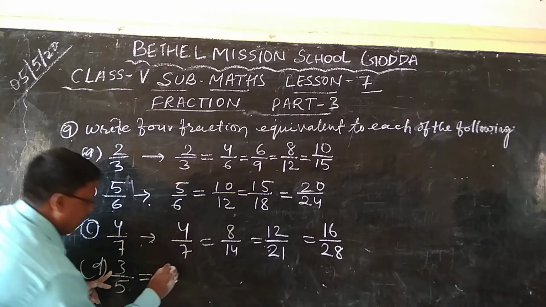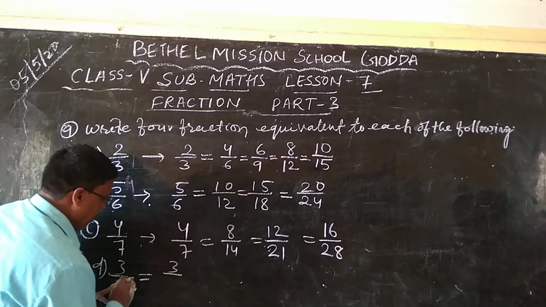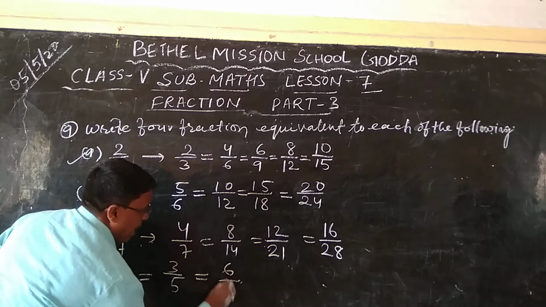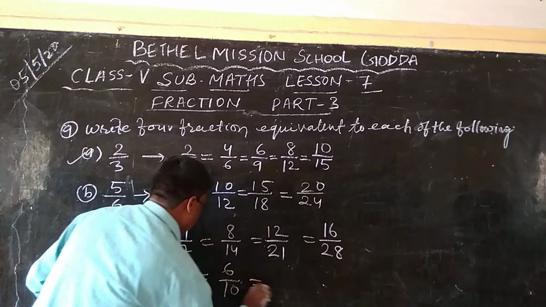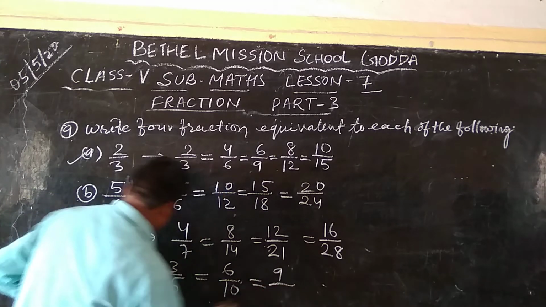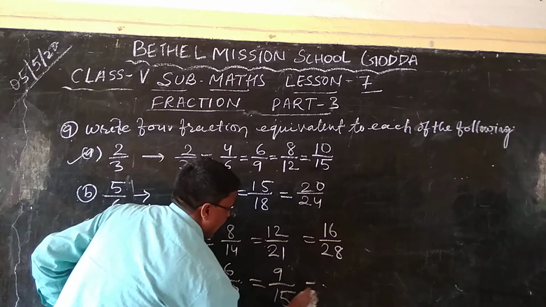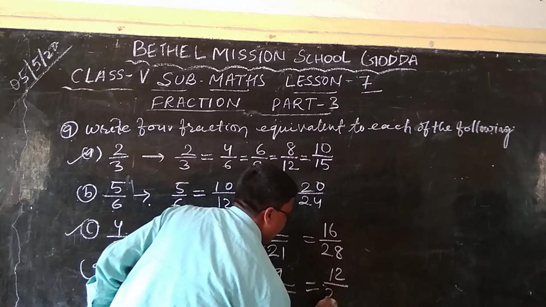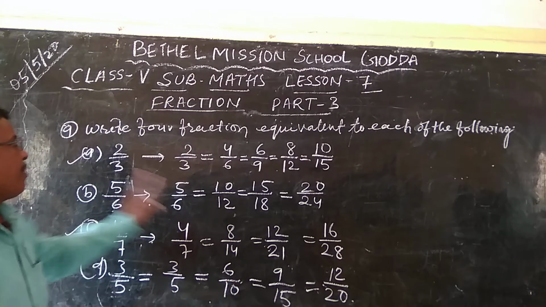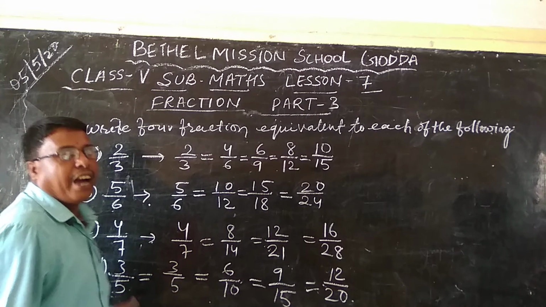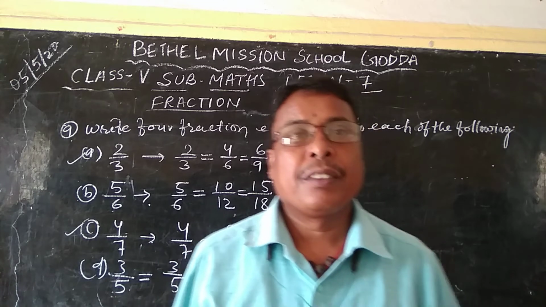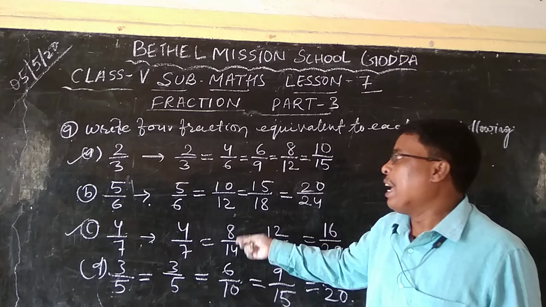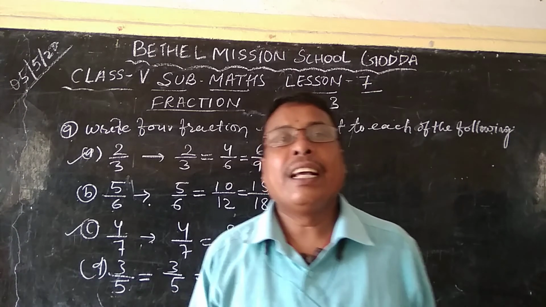Next, 3 1s are 3, 5 1s are 5. Next, 3 2s are 6, 5 2s are 10. Next, 3 3s are 9, 5 3s are 15. Next, 3 4s are 12 and 5 4s are 20. These are equivalents of 3 by 5. Okay. Next, this type of question you can do at home. Okay. Thank you.